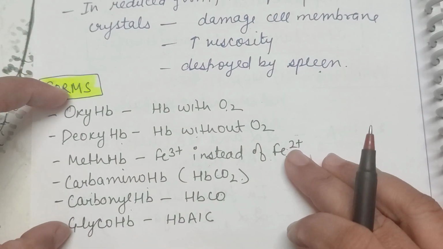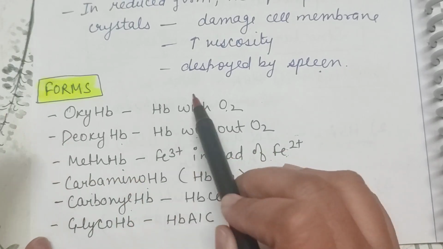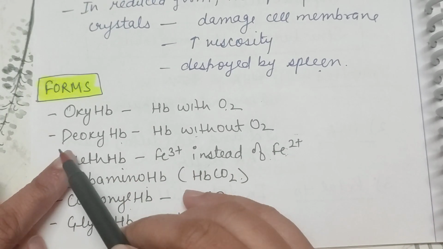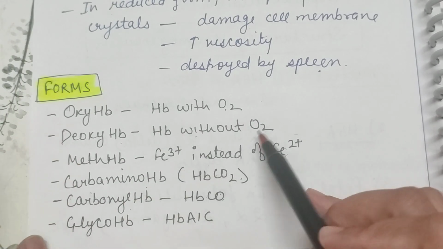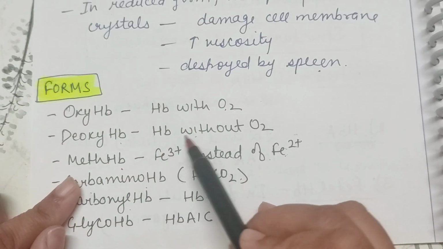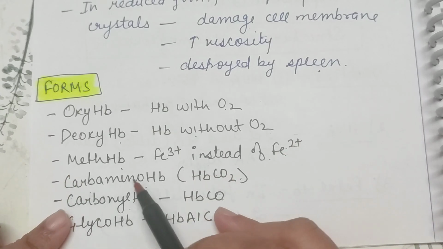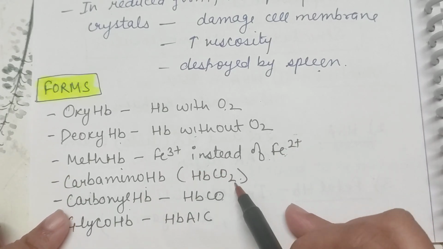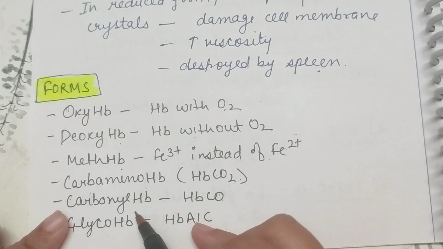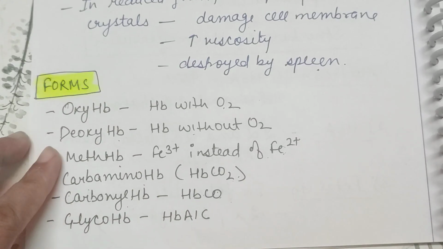Otherwise, hemoglobin can exist in various forms in our blood. Oxyhemoglobin is when hemoglobin is combined with oxygen, deoxyhemoglobin is when hemoglobin is without oxygen, methemoglobin is when the ferric form of iron is present instead of the ferrous form. Carbamino hemoglobin is when it's combined with CO2, carboxyhemoglobin when it's combined with carbon monoxide, and glycosylated hemoglobin, which is HbA1c.